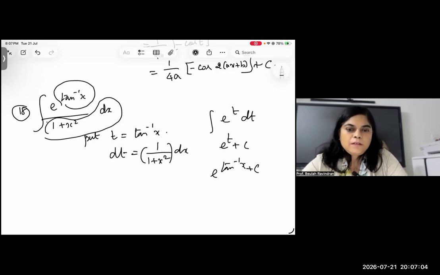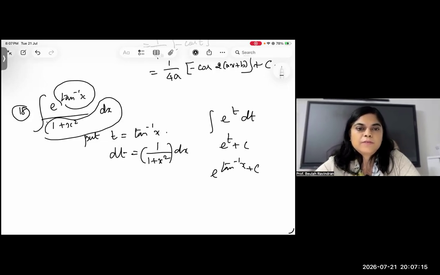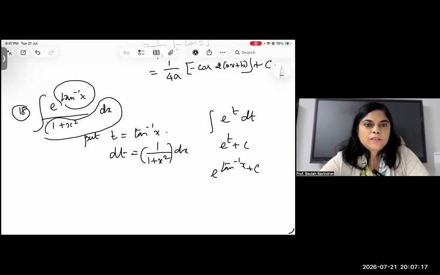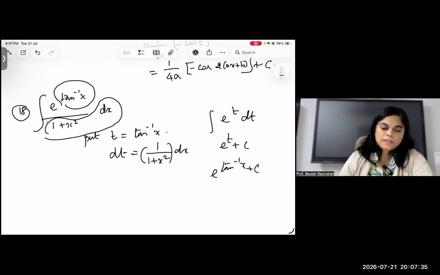Then we'll see the 34th and 36th; I'll teach you. The 34th question and the 36th question. What does the 34th question say? I is equal to the integral of root of tan x divided by sin x cos x into dx. That is the integral.